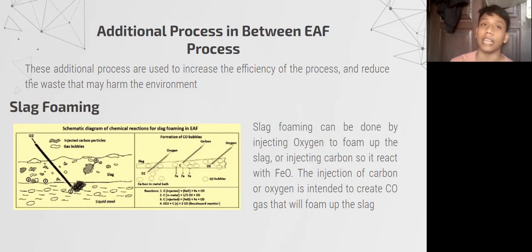Basically, slag foaming is when we inject gas into the slag, so it will rise with foam, so it will cover the electrode and give some advantages that will be mentioned later. Slag foaming can be done by injecting oxygen to foam up the slag, or injecting carbon so it reacts with peroxide. The injection of carbon or oxygen is intended to create carbon monoxide gas that will foam up the slag. We can see the scheme in the picture about how the oxygen is injected into the slag and how it will form the foam in the slag.